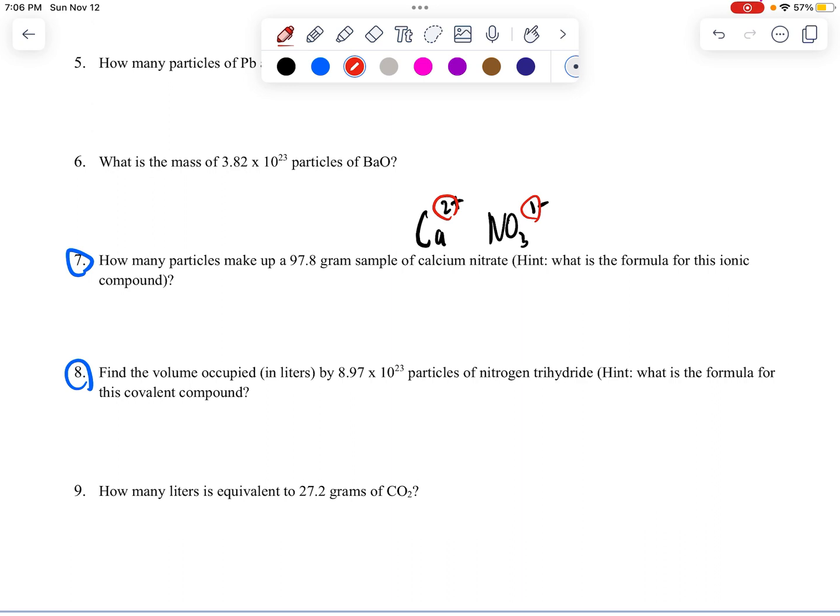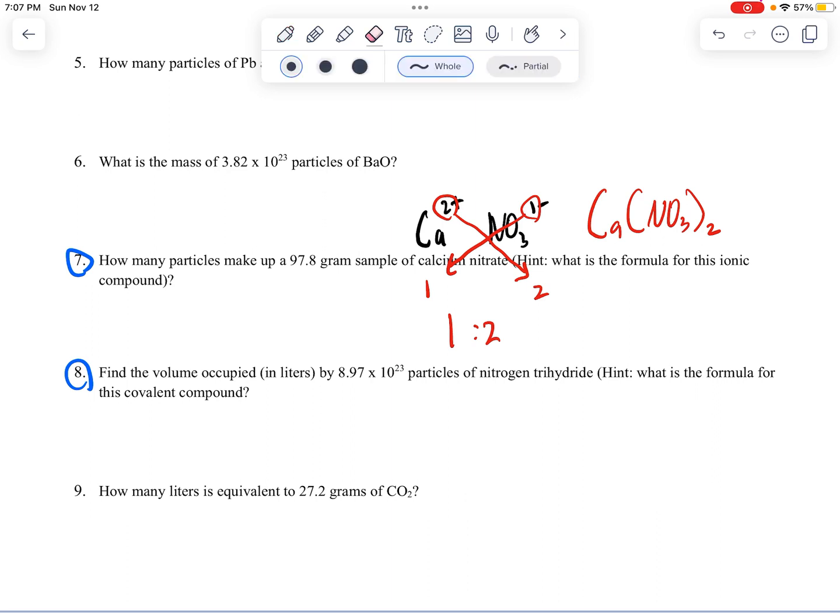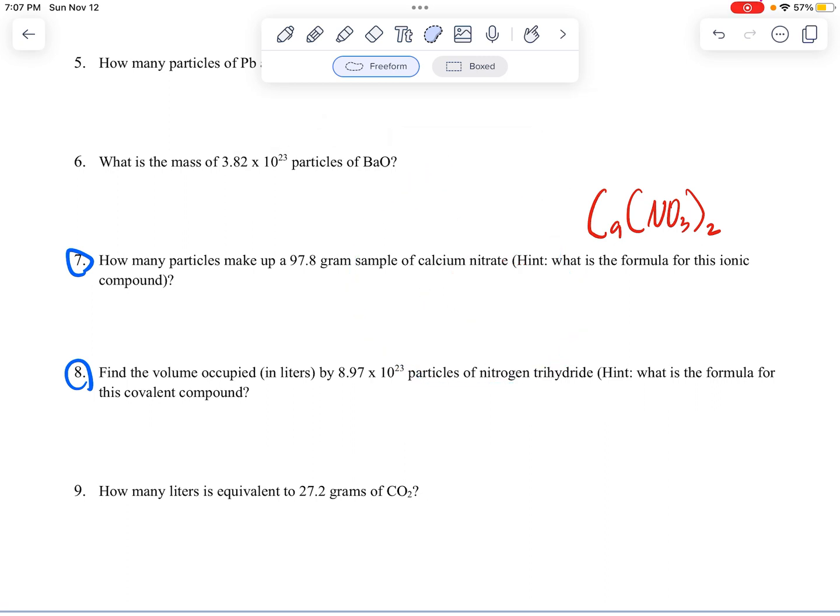Therefore, you're going to have to apply the crisscross method. Bring down the 1 here, bring down the 2 down here. So they're going to be combining in a 1-to-2 ratio. Therefore, this is calcium, parentheses, NO3, 2 on the outside. Boom, there you have it. That is the compound calcium nitrate. Going back to the question, how many particles make up that many grams?